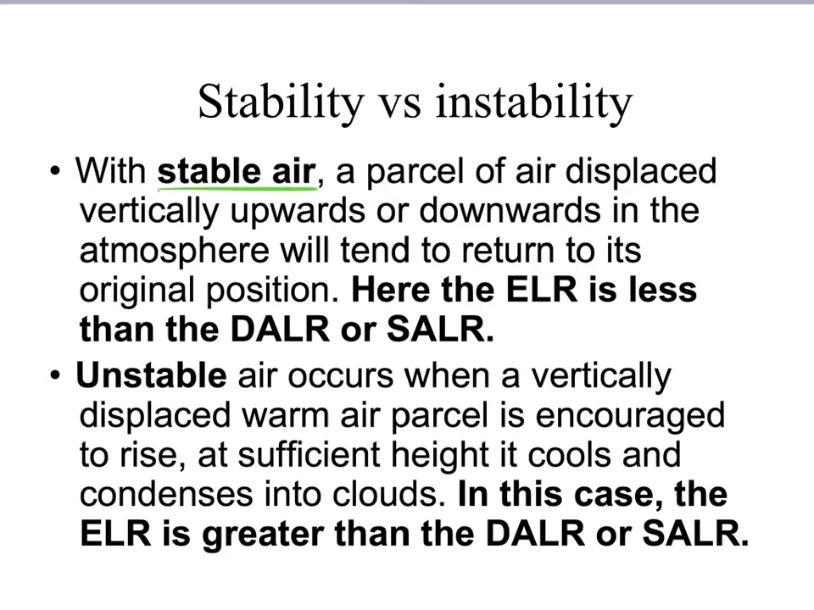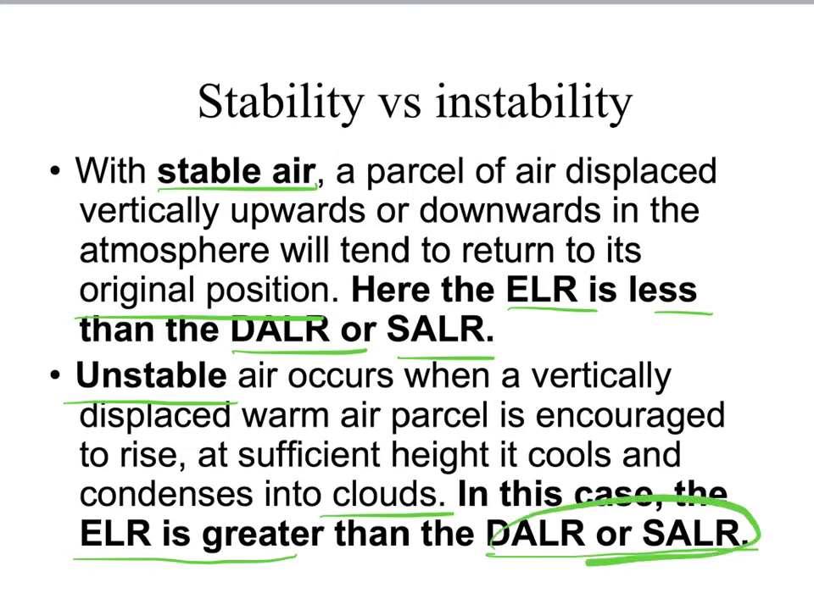So with stable air, you can see, a parcel of air displaced vertically upwards or downwards in the atmosphere will tend to return to its original position because the environmental lapse rate is less than the DALR or the SALR. Whereas unstable air occurs when you've got a vertically displaced warm air parcel, and that's when we get clouds, and that's because the ELR, the environmental lapse rate, is greater than both of those, the dry adiabatic lapse rate or the saturated adiabatic lapse rate, which means that both of these are cooling slower than the environmental lapse rate, so everything's rising and therefore giving us an instability and therefore cloud formation.